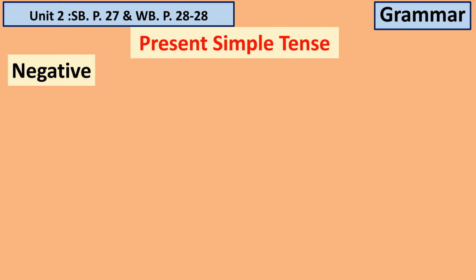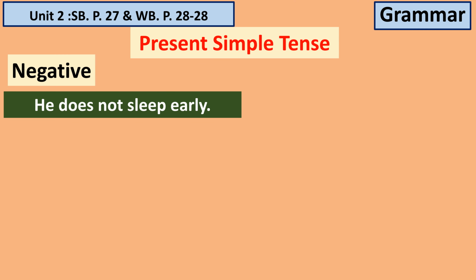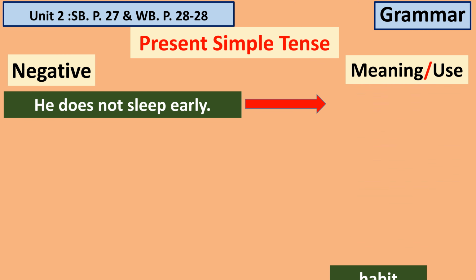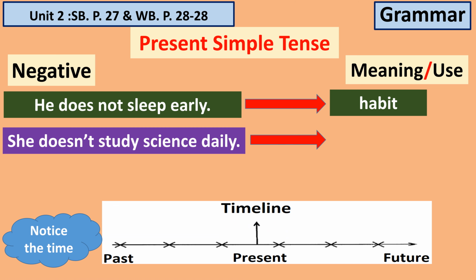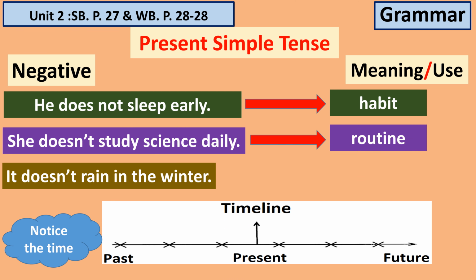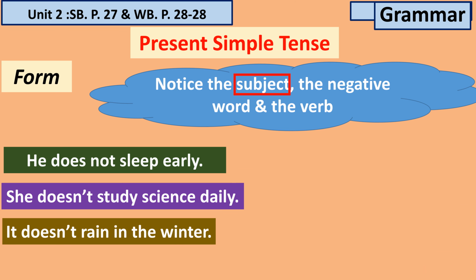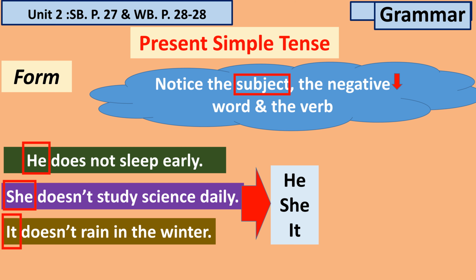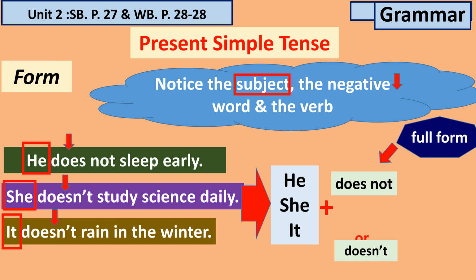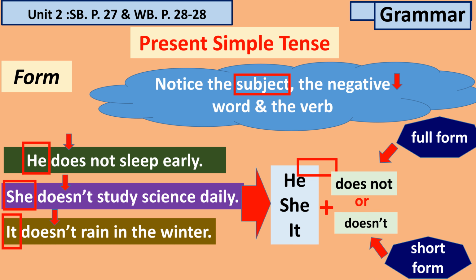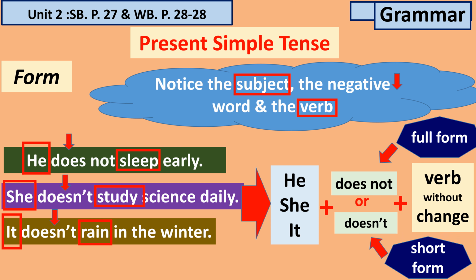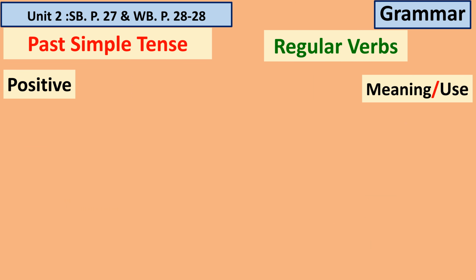Okay, how do we negate this one? Notice the negative form: he does not sleep early. Yes, she doesn't, and it doesn't. So we use does for a singular subject. How do we negate this one? By adding does not, the full form, and the short form is doesn't. Okay, then we have the verb without change.